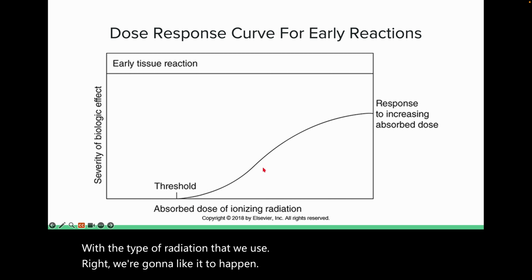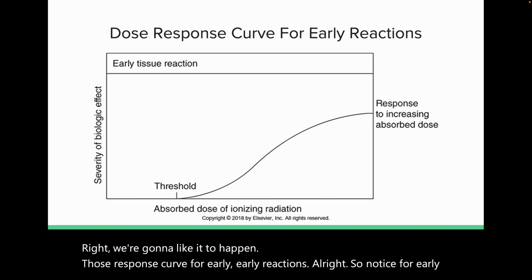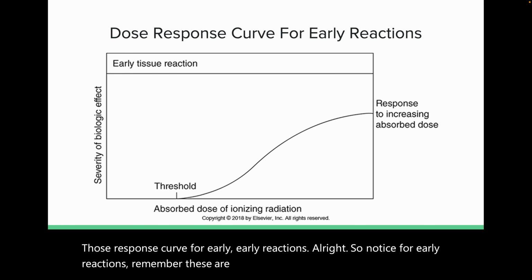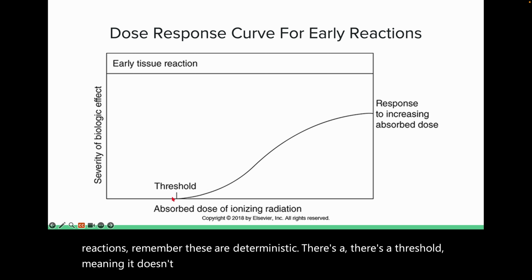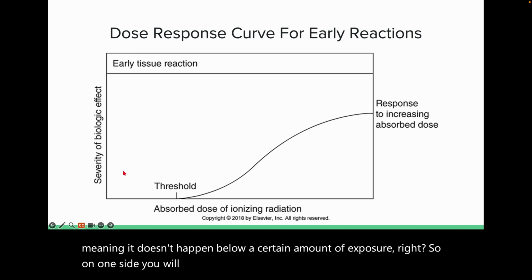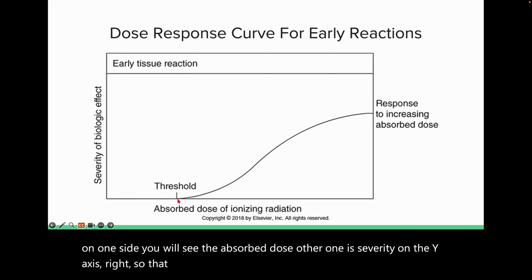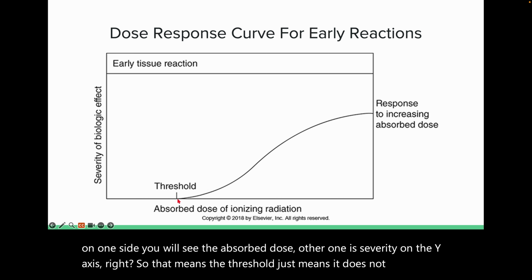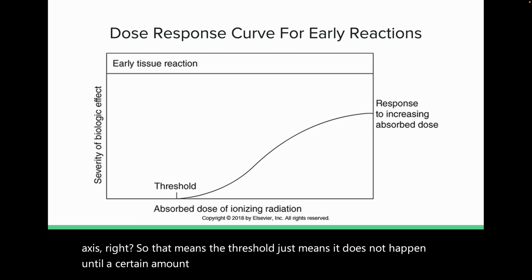Dose response curve for early reactions. All right, so notice for early reactions, remember these are deterministic, there's a threshold, meaning it doesn't happen below a certain amount of exposure, right? So on one side you will see the absorbed dose, the other one is severity on the y-axis, right? So the threshold just means it does not happen until a certain amount of dose has been delivered or absorbed by the patient.